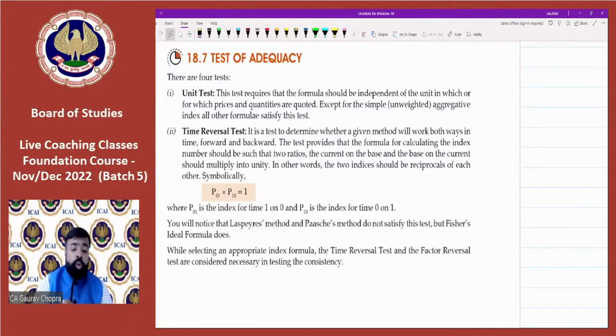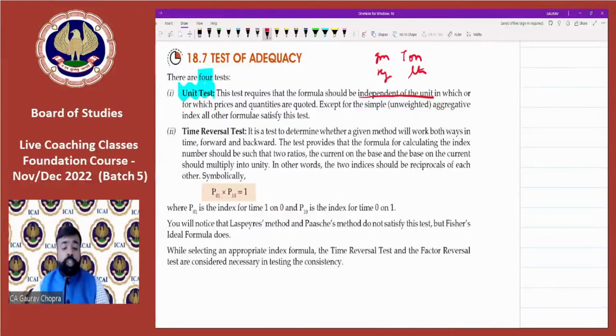So there are 4 tests of adequacy. First test is known as unit test. This test says that the formula should be independent of the unit in which price or quantities are quoted. That means if we are having some commodities in grams, some in kilograms, some in tons, liters, and we change the quantity unit, the result should not change. So this is the condition for unit test.